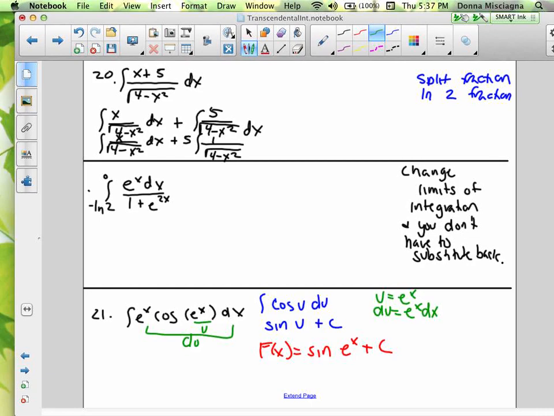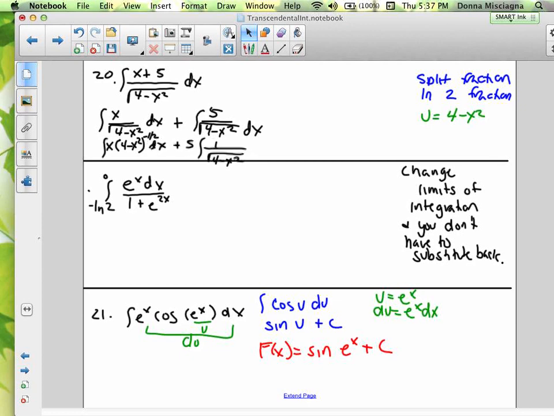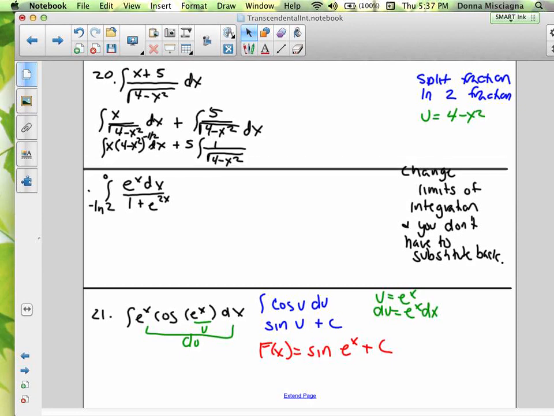On the first one, u is going to be the stuff in the radical, 4 minus x squared. And actually, we should probably rewrite that right now. It'll just make it easy later: x times 4 minus x squared to the negative 1/2 power. We've seen that one, we just haven't seen it put together like this.